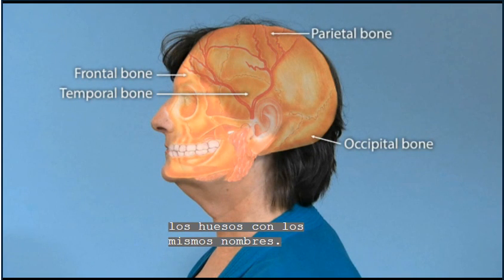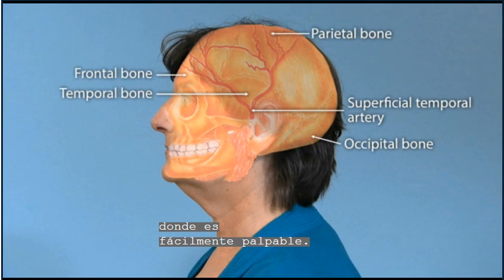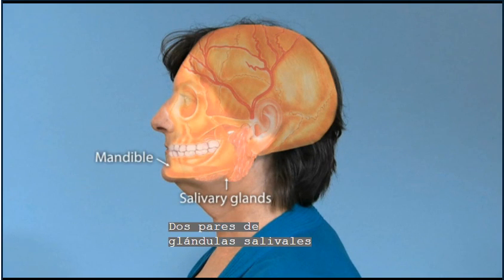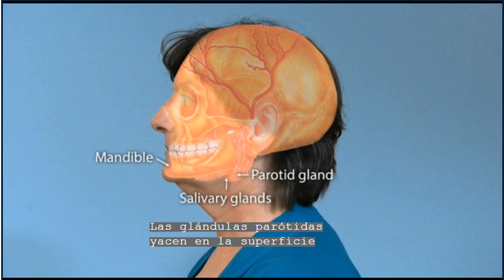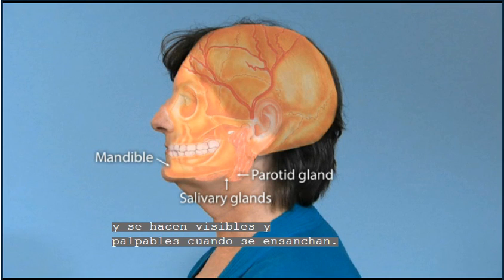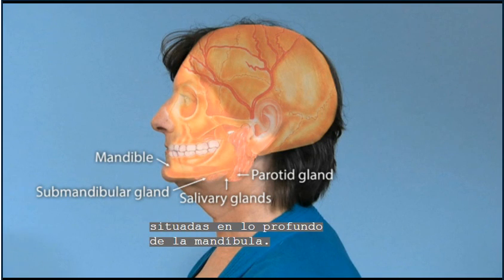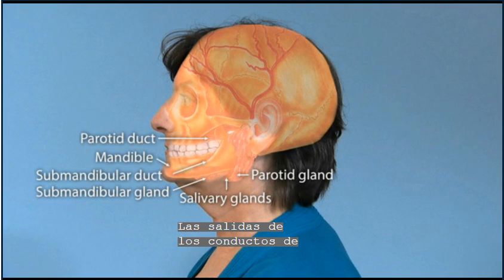occipital area overlies the occipital bone, and the superficial temporal artery passes upward just in front of the ear where it is readily palpable. Two pairs of salivary glands lie near the mandible. The parotid glands lie superficial to and behind the mandible and become both visible and palpable when enlarged. The submandibular glands are located beneath the tongue, deep to the mandible. The openings of the parotid and submandibular ducts are visible within the oral cavity.